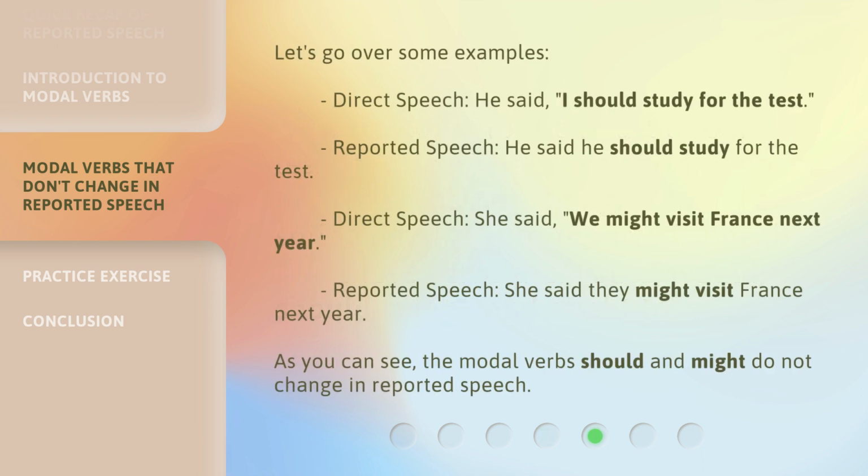Let's go over some examples. Direct speech. He said, "I should study for the test." Reported speech. He said he should study for the test. Direct speech. She said, "We might visit France next year." Reported speech. She said they might visit France next year. As you can see, the modal verbs should and might do not change in reported speech.